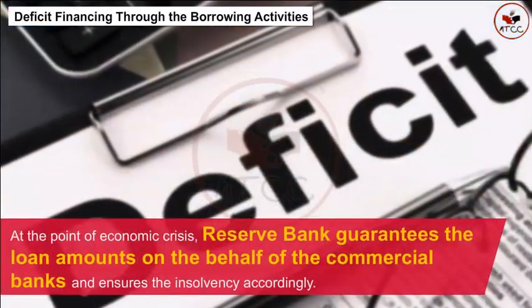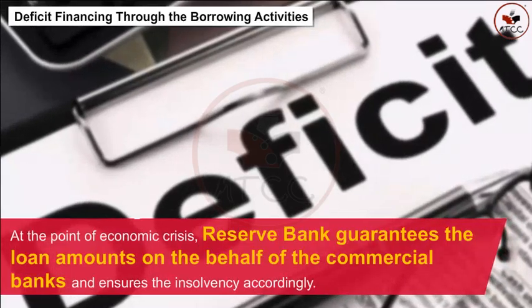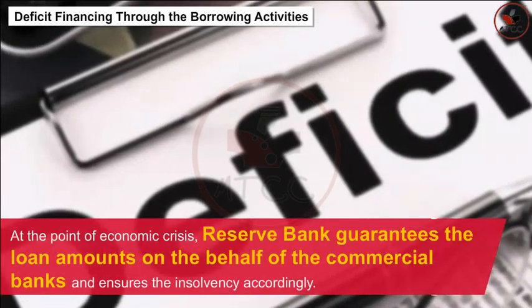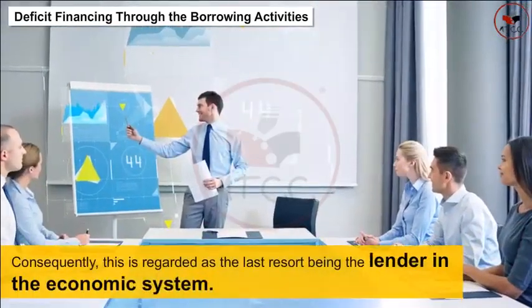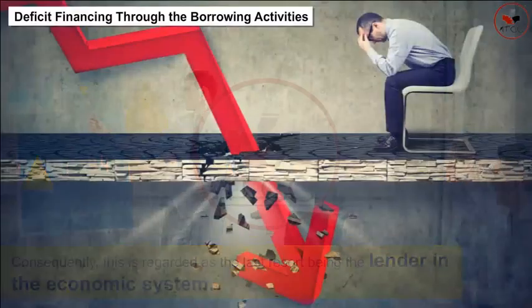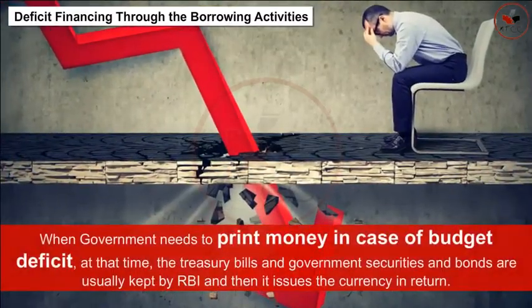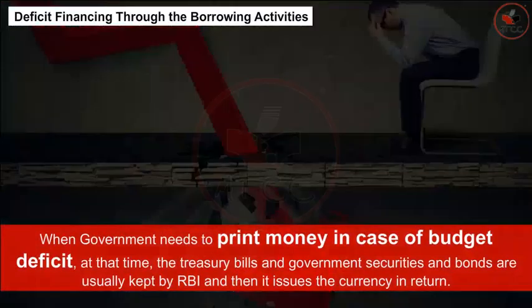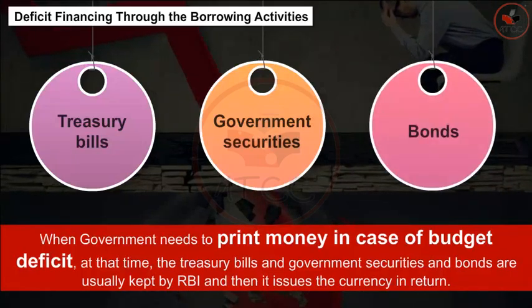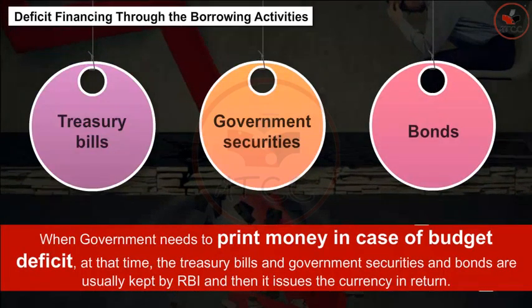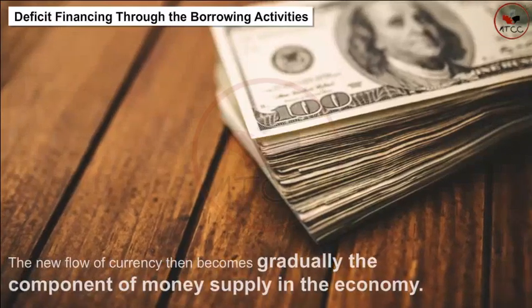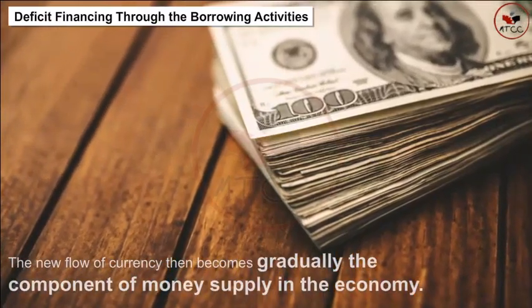At the point of economic crisis, the Reserve Bank guarantees the loan amounts on behalf of the commercial banks and ensures against insolvency. Consequently, this is regarded as a last resort, the RBI being the lender in the economic system. When the government needs to print money in case of a budget deficit, the treasury bills, government securities and bonds are usually kept by RBI, and it then issues the currency in return. The new flow of currency then gradually becomes a component of money supply in the economy.